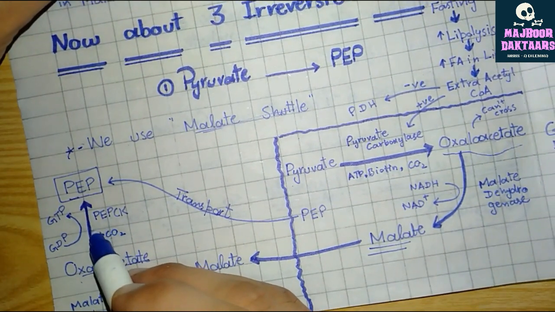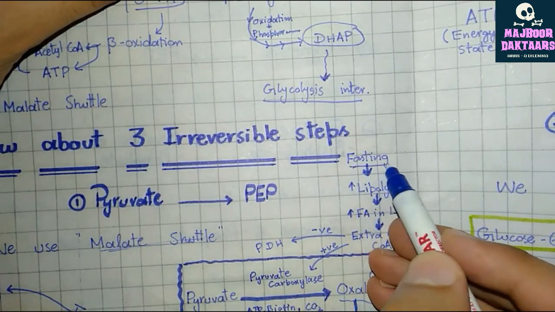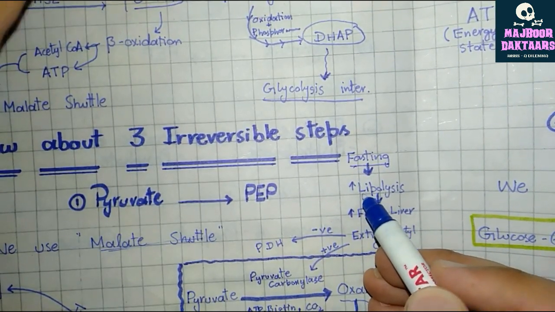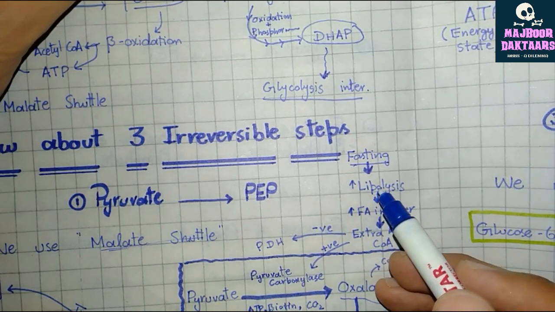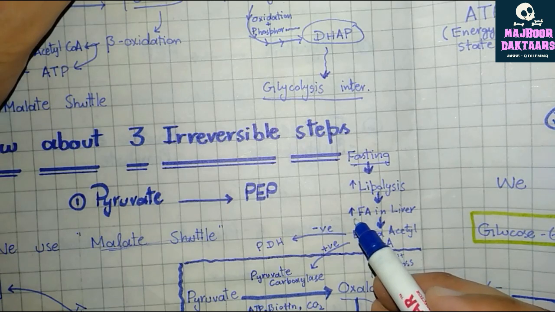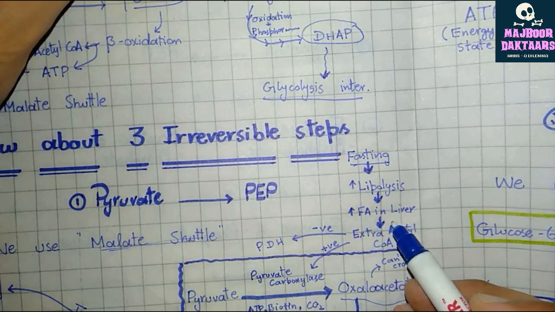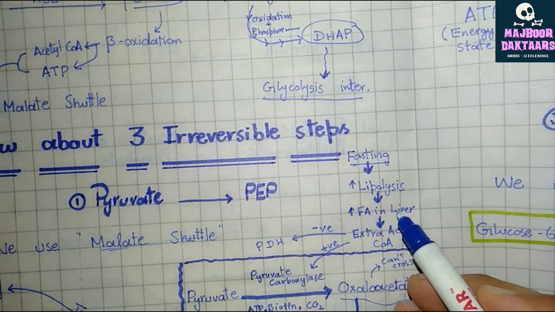Now a very important phenomenon that occurs during fasting is the increase in lipolysis, that is the breakdown of fats. So this causes an increased fatty acid amount in the liver, and this increase is so much that it exceeds the beta oxidation capacity of the liver.